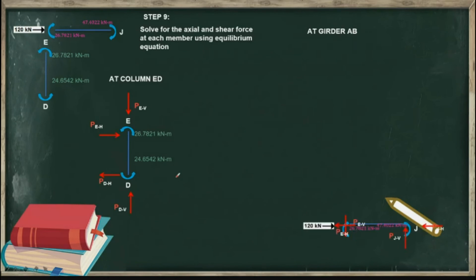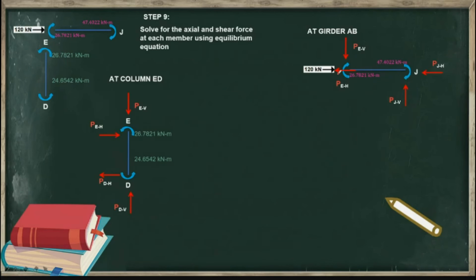So sa girder AB naman, we have here, ito ulit, meron tayong mga horizontal and vertical forces. Yun yung mga axial and shear force natin. So, dito tayo kay column ED, magmo-moment tayo kay D para makompute natin si PEH. Tama? Kasi madi-disregard na si PDH, PDV, and si PEV natin. So, by summation moment is equal to 0 and counterclockwise dito is positive. So, meron tayong dalawang moment, di ba? So, ang rotation niya is counter, so positive.